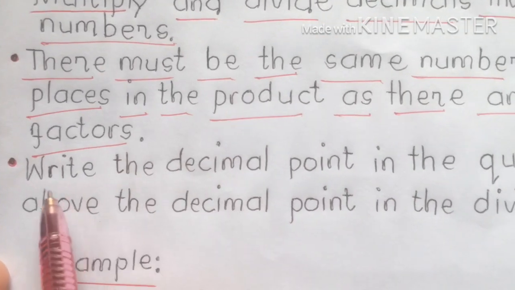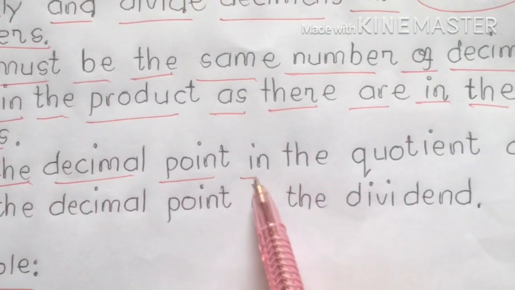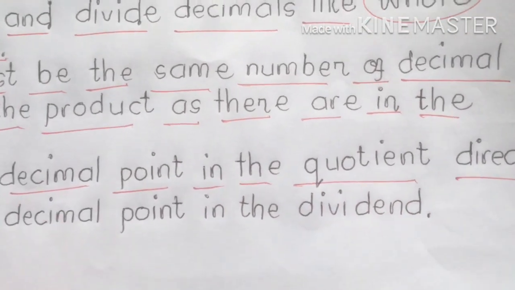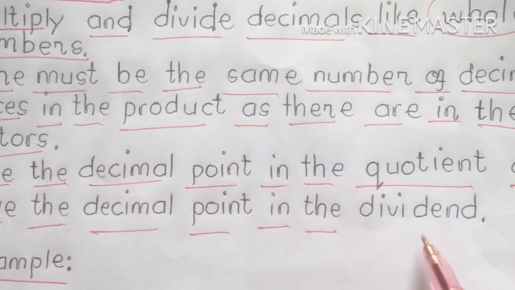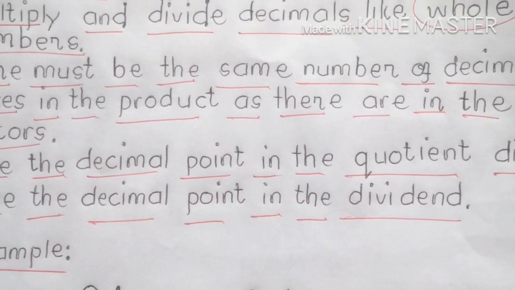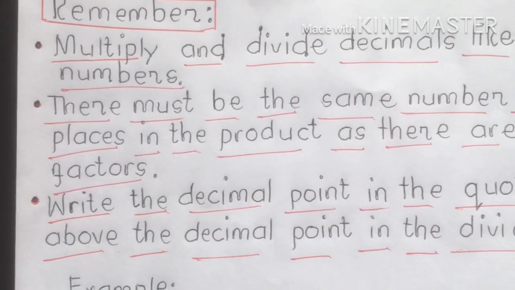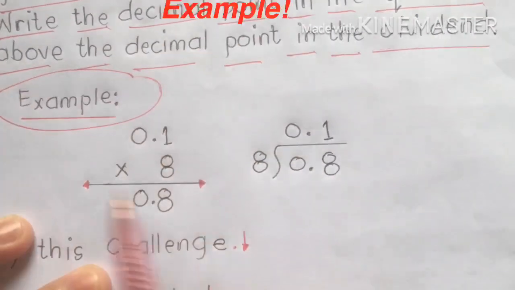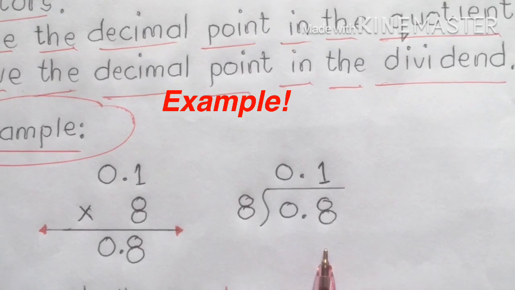The third is to write the decimal point in the quotient directly above the decimal point in the dividend. Quotient means the answer. The dividend, class, I'm going to show you what is quotient and dividend. That is part of division. Here we go. Let's have first our example in multiplying and dividing with decimals.